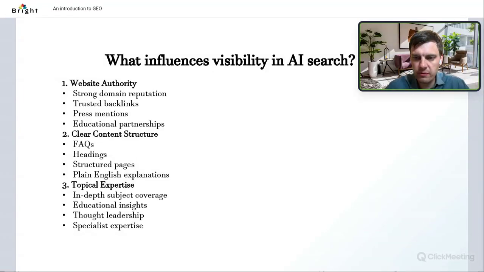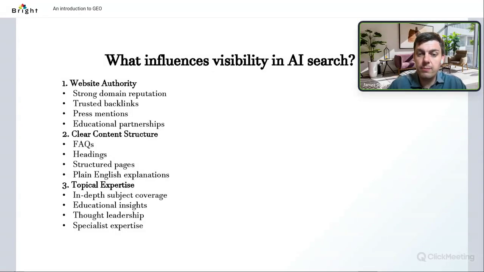Clear content structure. So make sure that you've got a frequently asked questions section, it's been updated. Make sure that you've got headers and subheaders to give structure. So structured pages is really important. Ideally, a consistent structure across similar pages. And plain English explanations, remembering that people will be searching for plain English questions in the vast majority of cases. So you want to be matching that with the types of language people will be using when they're searching.